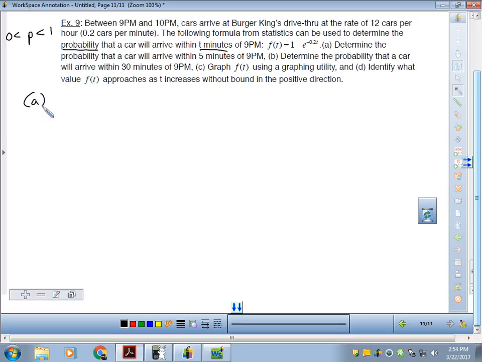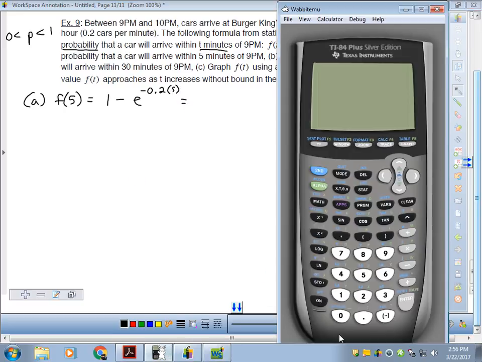Part A asks us to determine the probability that a car will arrive within 5 minutes of 9 p.m. Well, t is minutes, so we're going to plug 5 in for t. So we have f of 5 equals 1 minus e raised to the negative 0.2 times 5. And then I'll go to my calculator. 1 minus, to do my e, I'm going to do second ln. And inside this e, I'm going to have negative 0.2 times 5.